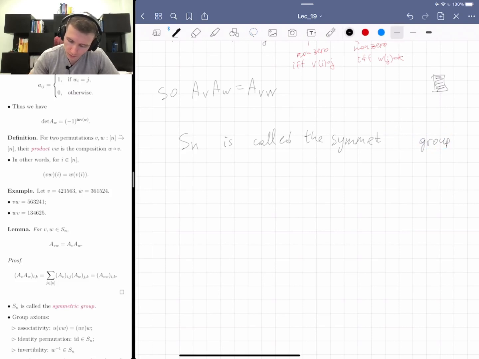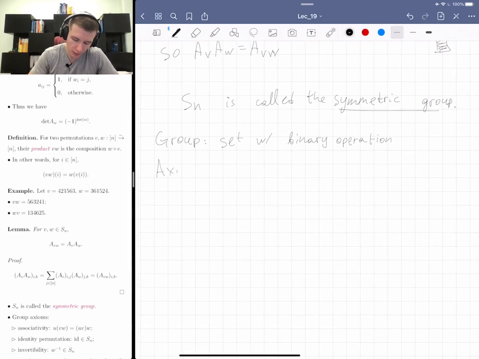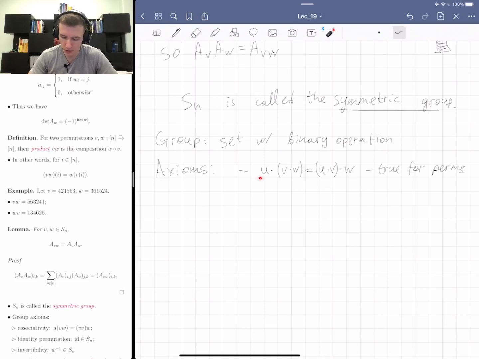The symmetric group. What is a group? A group is a set with a binary operation, which in our case is the product of two permutations, and it has to satisfy certain axioms. The first one is associativity: U times V times W is equal to U times V times W, and that is true for permutations, because either way you first apply U and then V and then W.